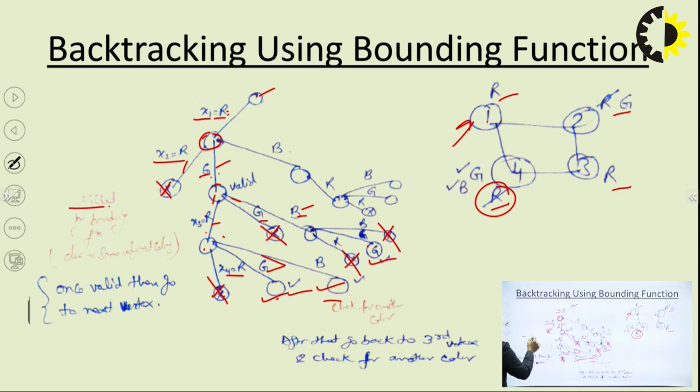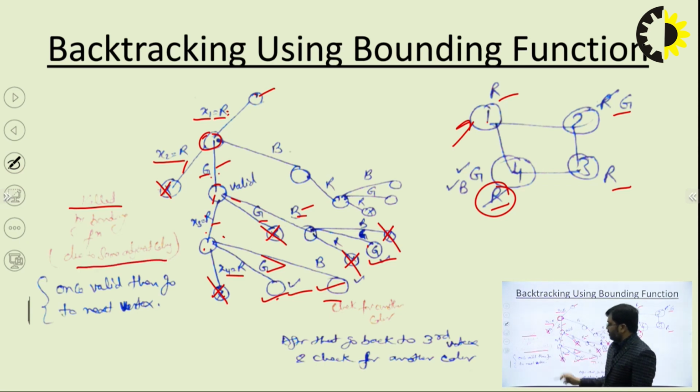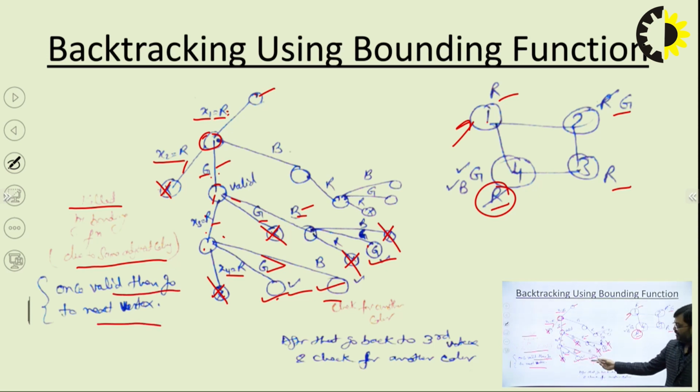It means the node can be killed by the bounding function due to the same adjacent node. So once valid, then go for the next vertex, and we find a valid path, a valid combination. Then we also search the next, checking for another color also. So after that, go back to the third vertex, which I have already cleared above, and check for another option, other color options.